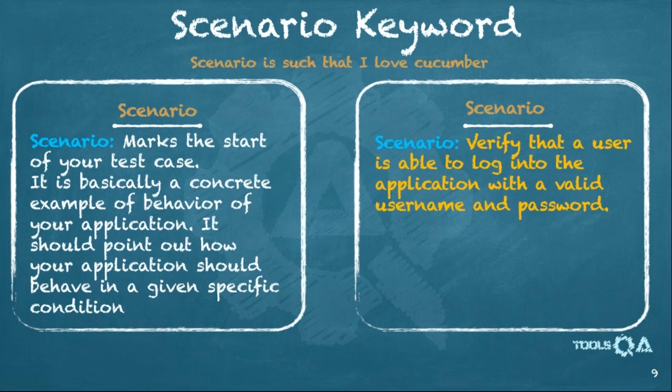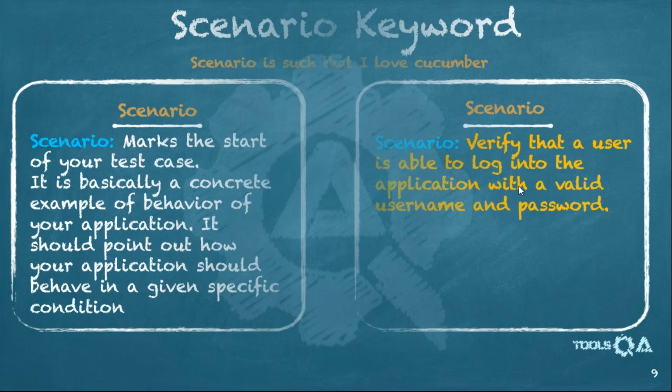Here we have explained the same thing. It says that scenario marks the start of your test case. It is basically a concrete example of behavior of your application. So it's basically a test case given some precondition how the application should behave. It should point out how your application should behave in a given specific condition. A scenario keyword can be written like this. You can have the scenario colon keyword, and after that the name of the scenario, and in a new line the description of the scenario.